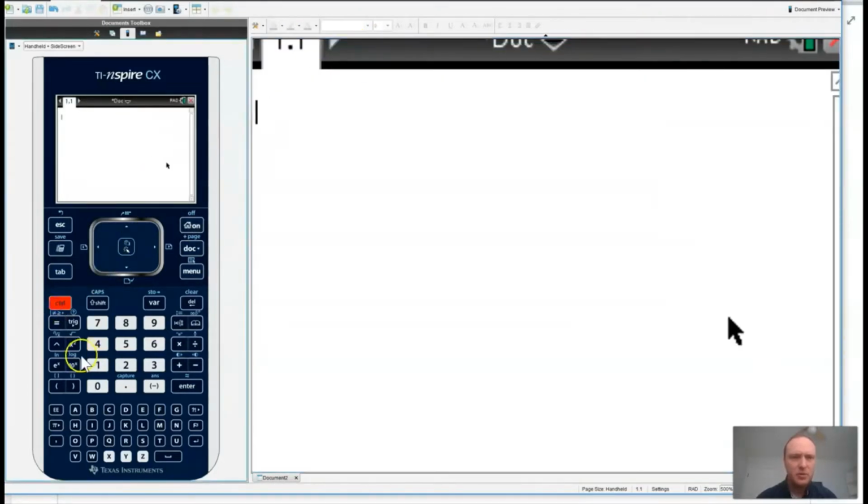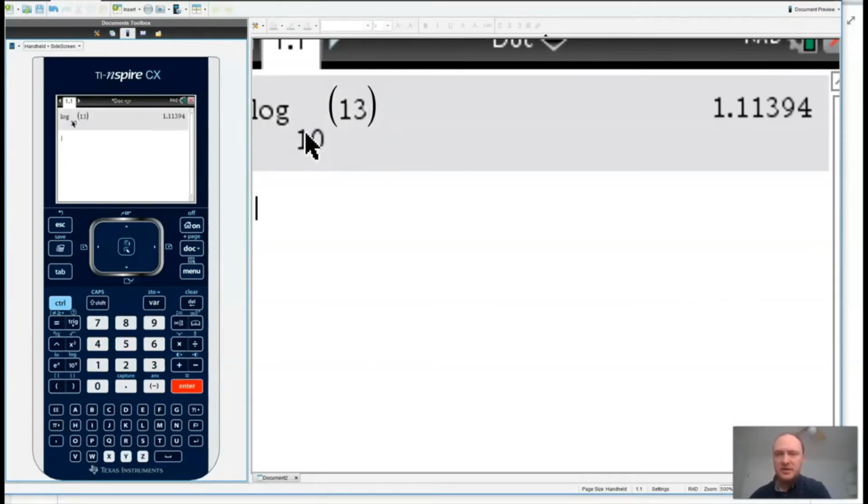Okay, so control, log. With a TI Inspire, you're able to punch in a base, so it can actually evaluate logarithms with different types of bases. If you just have a regular scientific calculator, it will automatically be log base 10. We are evaluating 13, so I punch in 13, and we get this value. We want 3 decimal places or more, so 1.114.